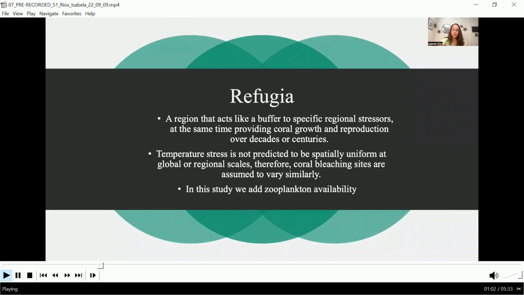Coral reef refugia is an area that acts as a buffer to specific regional stressors. In the past, coral reef refugia sites have been identified by finding temperature-resistant loci. However, by adding zooplankton density to the mix, corals will be ensured nutrition during long bleaching events.